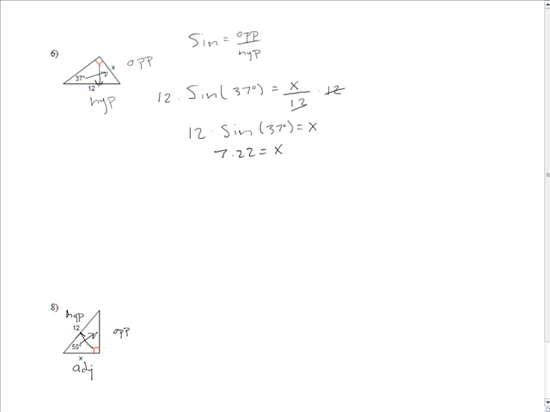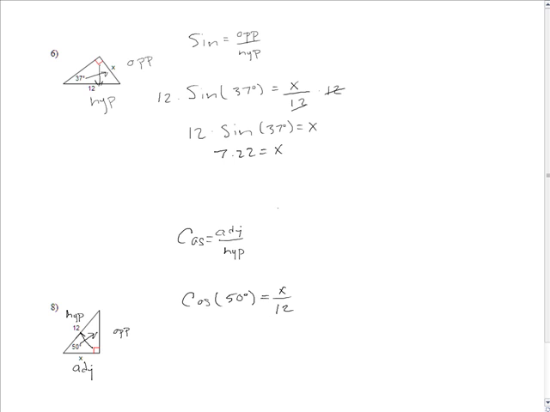The trig function that deals with adjacent and hypotenuse is cosine. Cosine is equal to the ratio of the adjacent length over the length of the hypotenuse. So in this case, cosine of 50 degrees, because that is our angle, is equal to adjacent over hypotenuse, or x over 12.